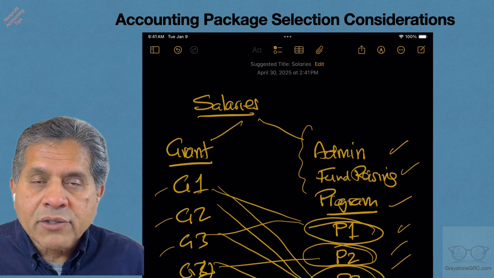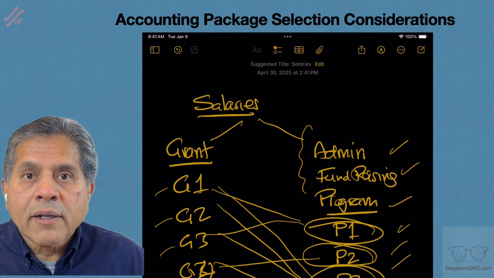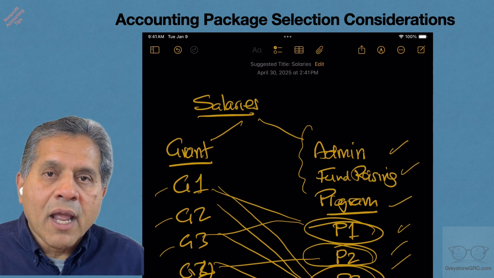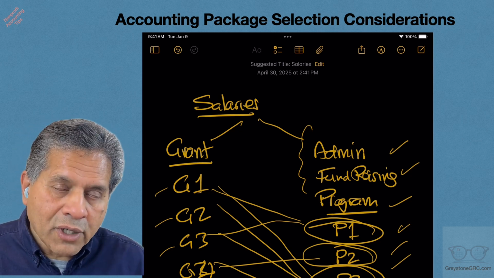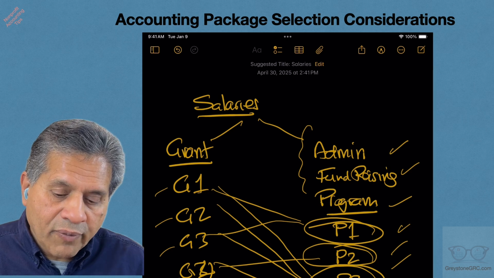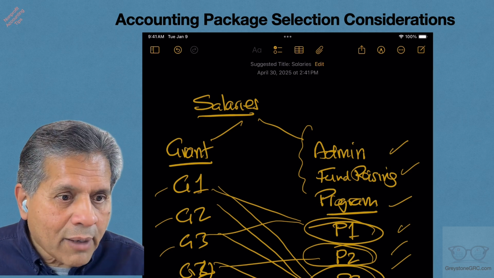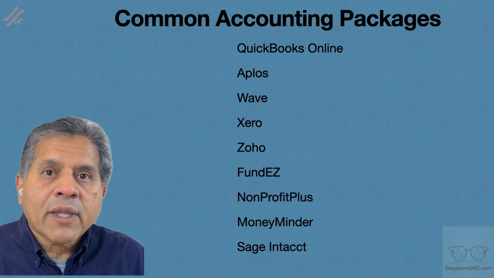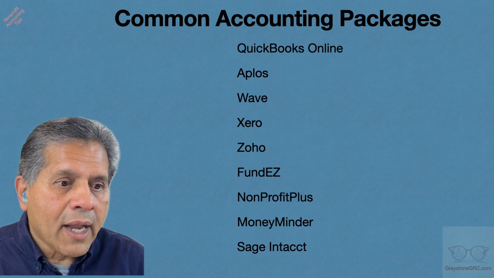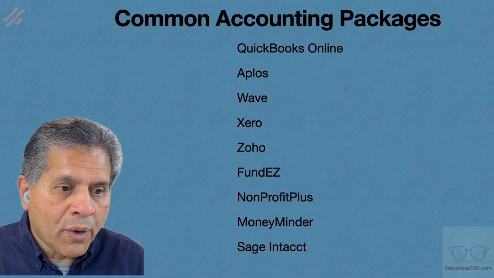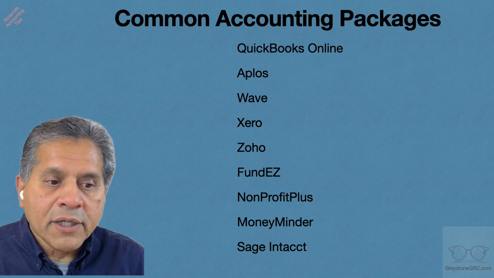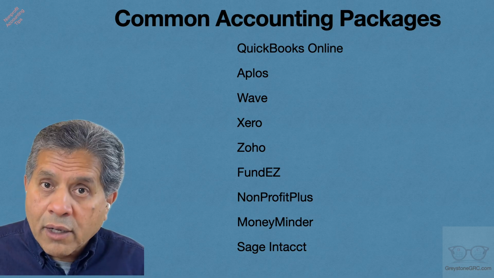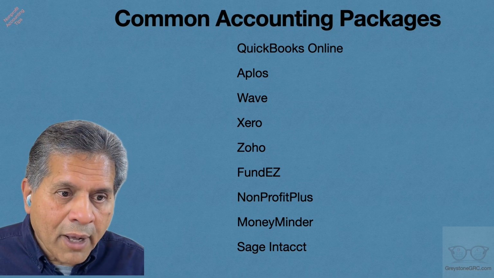Then there are other factors to consider as to whether a grant is conditional, unconditional, restricted, or unrestricted, and how you account for that. That's a complex topic. It's covered in other videos. And so with that, let's take a look at some of the common software that's out there. So some of the common software out there includes QuickBooks Online, Applause, Wave, Xero, Zoho, Fundeasy, Nonprofit Plus, MoneyMinder, and Sage Intacct. And there are others, but these are the common ones that come up.